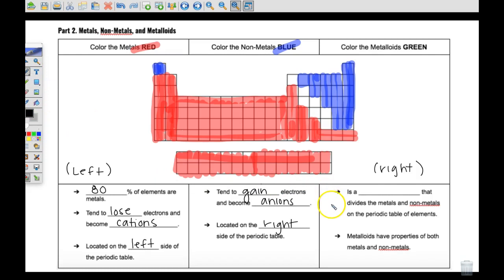The last type of element is a metalloid. You might notice we left very specific element squares blank, and it kind of looks like a stair step. So that's what we call it. We say that the metalloids are a stair step that divide the metals and nonmetals on the periodic table of elements. Now, the strange thing about metalloids is that they can have the properties of both metals and nonmetals, so they're sort of in between. So we're going to color our metalloids green, and those are the remainder of our blank elements.